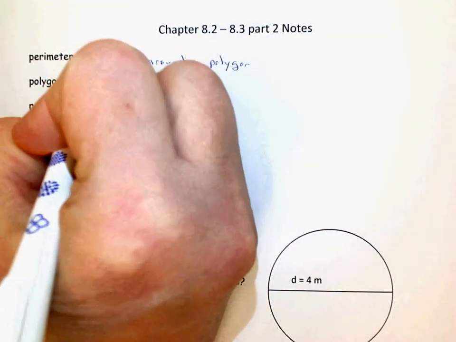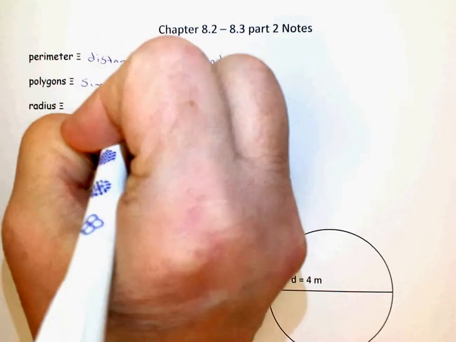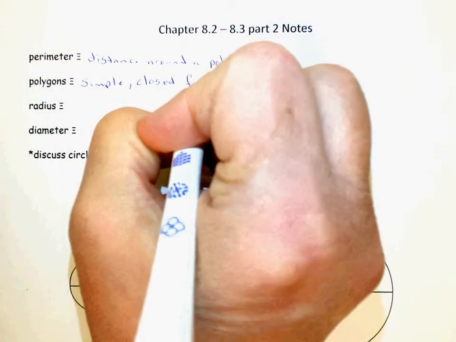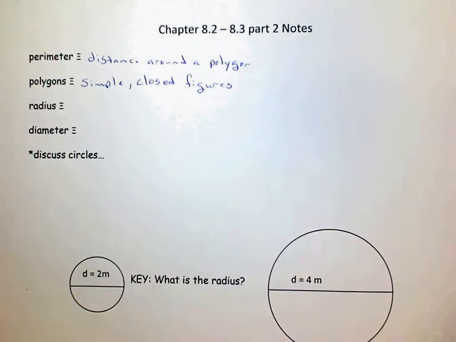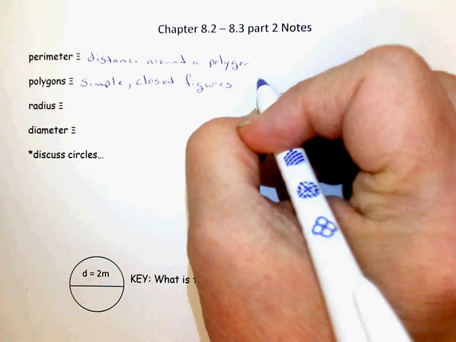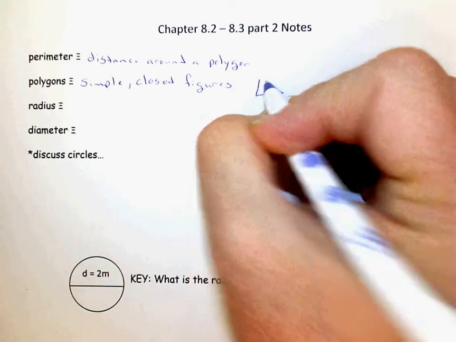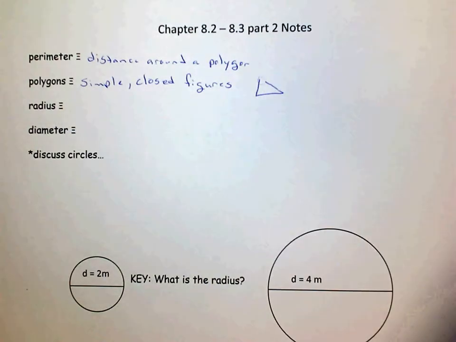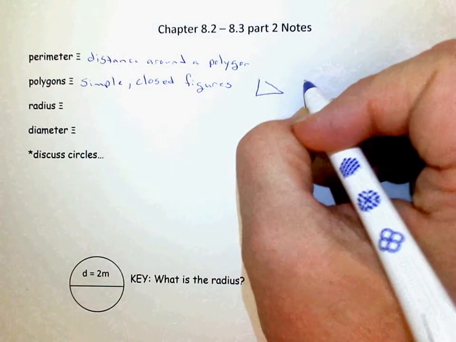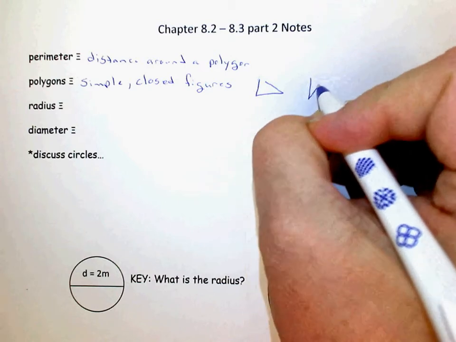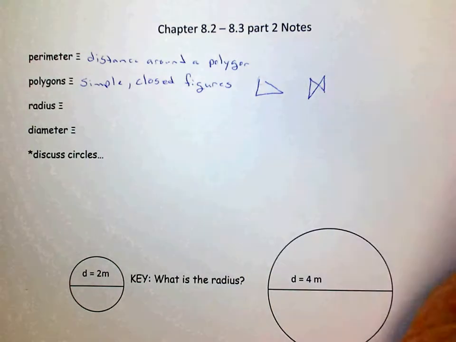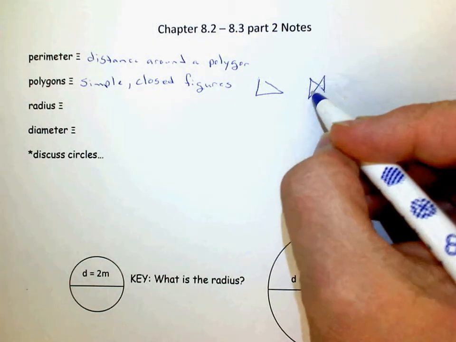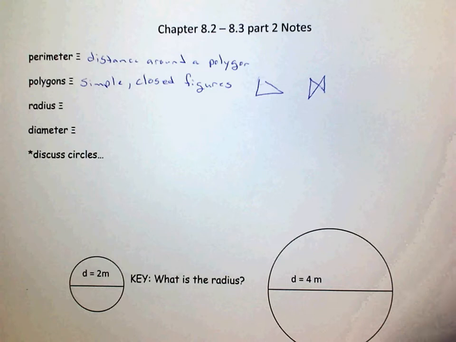Polygons are simple, closed figures. So if I had that, it wouldn't be considered a polygon because it has that open space, so it's not closed. And if I have this figure right here, it is closed, but where it crosses itself, it's not simple.